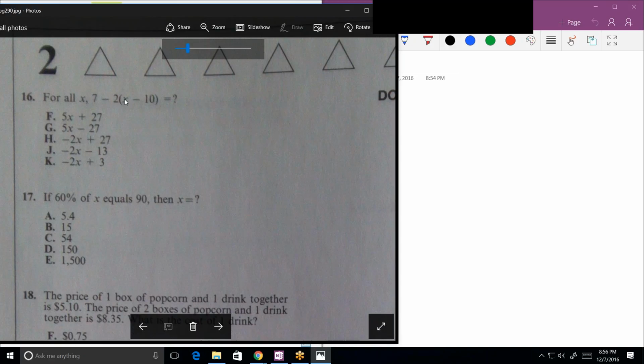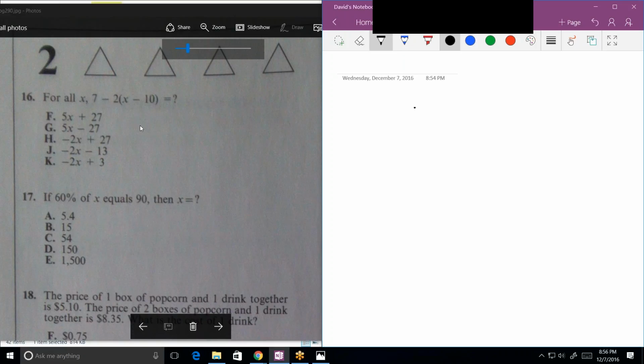What's that expression the same as? 2x minus 20, I think. Well, you got a 7 there also. Do you have to distribute the 7? Yeah, in other words, here's what you have. 7 minus 2 times x minus 10.